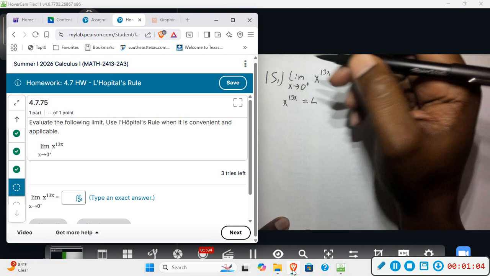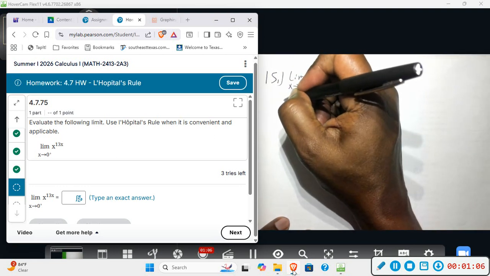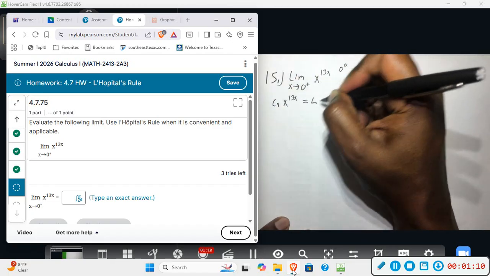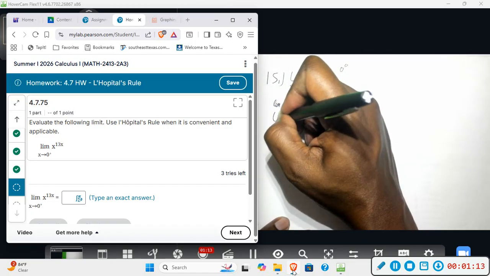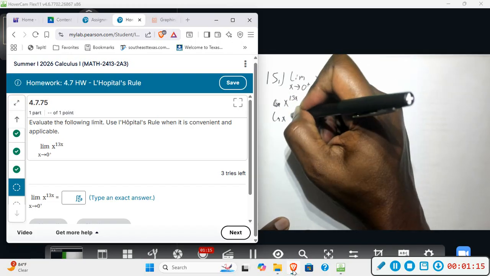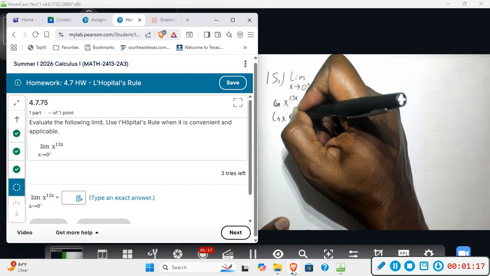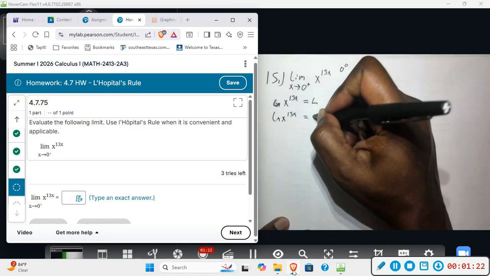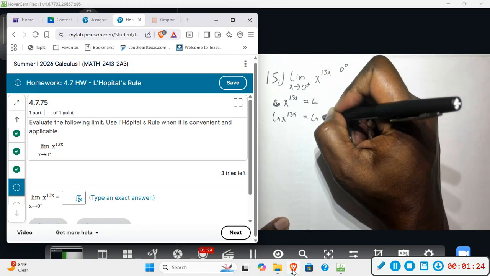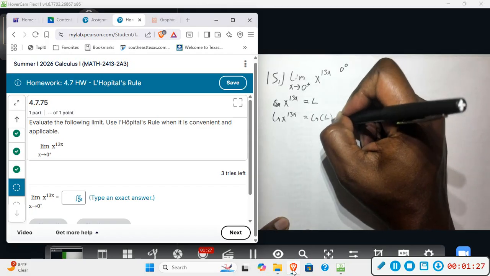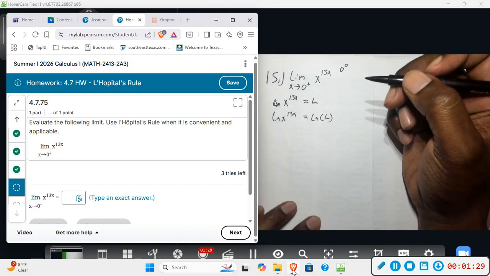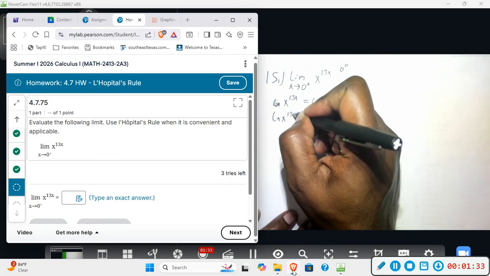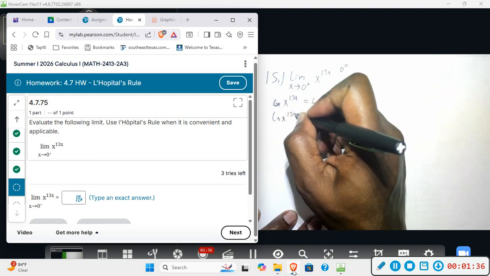So we're going to do ln, or take the natural log of both sides. Like this, ln x to the 13x is equal to ln L. All right, we can use the property of exponents, and then we'll bring this multiple to the front.